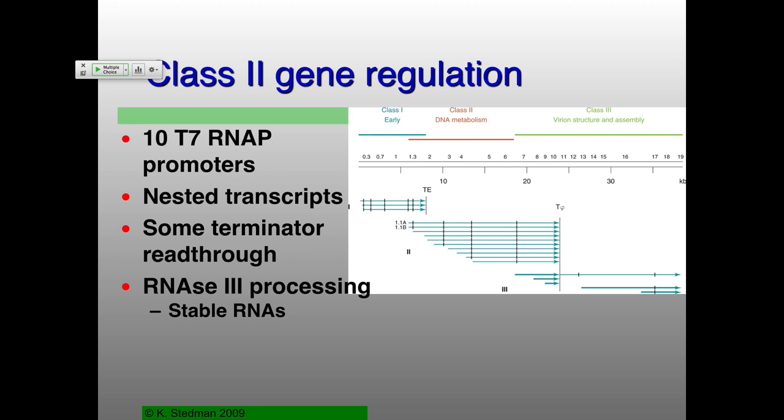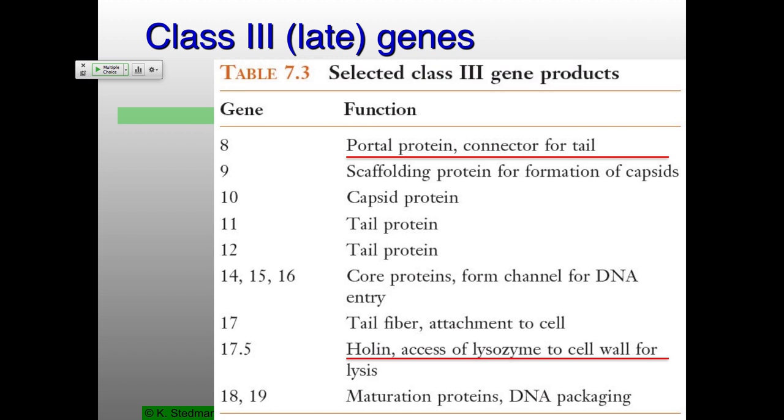After you've made class 2 genes, then of course you make your class 3 genes. The class 3 genes actually have even better promoter sequences. When I say better, closer to consensus, you're going to have more binding of the T7 RNA polymerase to these late promoters. And particularly you have, not surprisingly, the genes for capsid protein and your tail proteins, also your portal protein. And then you start to make some of these proteins that are really critical for lysis, particularly this holin protein. And holin protein does exactly what it sounds like. It makes a hole in the membrane once you have enough of these particular proteins.